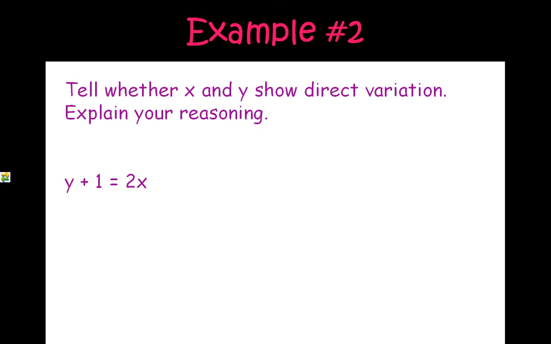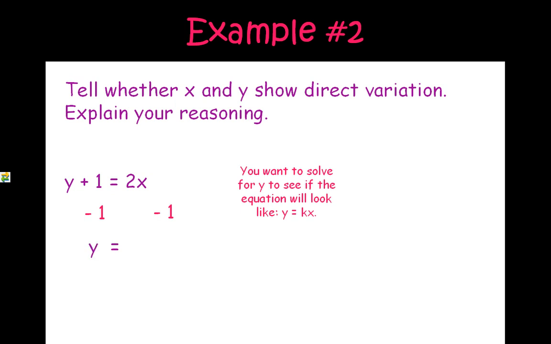Here we're going to tell whether x and y show direct variation. Explain your reasoning. Well, this equation is kind of all scrambled up. So we want to solve for y to see if the equation will look like y is equal to kx. So we want to find what y is equal to. We've got to get rid of that 1, so we're going to subtract 1 from both sides. On the right, I have the subtract 1 written over, because you can't subtract 1 from 2x since they're not like terms. So this is how we're going to write it.